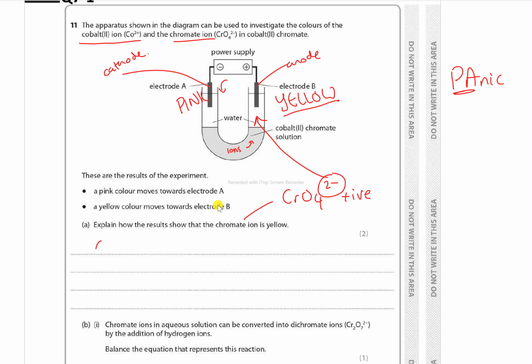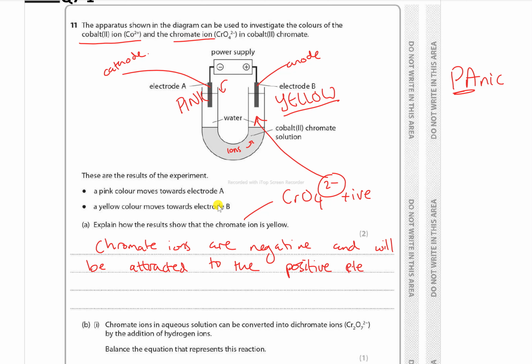So that's what we need to write. Chromate ions are negative and will be attracted to the positive electrode. Okay, good.